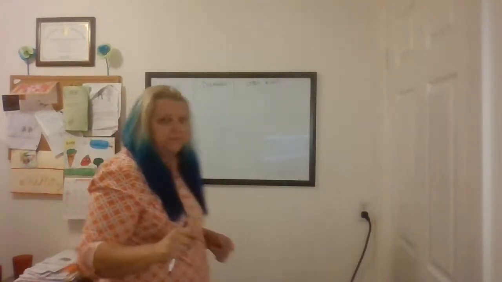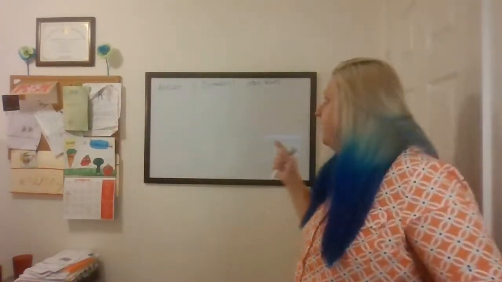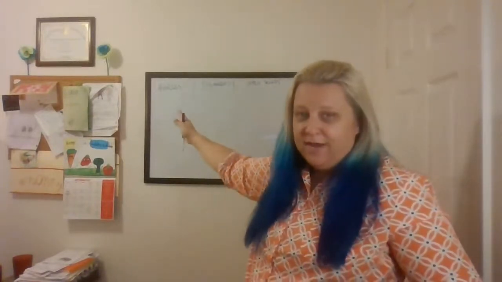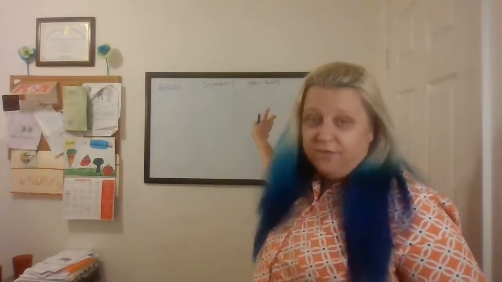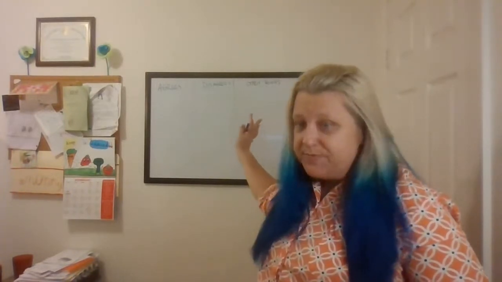Okay, so I've got three things. I guess you probably can't read it. The first column over here, I've got agrees. The middle column is disagrees. And the third column is other points.